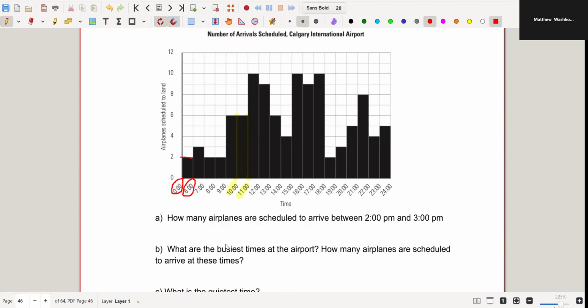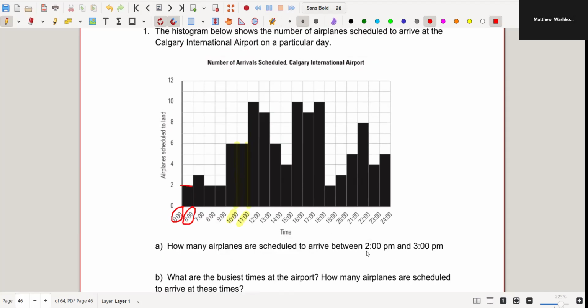So, how do we read this? So how many airplanes are scheduled to arrive between 2 p.m. and 3 p.m.? Well, I would go to my 2 p.m., which, those of you who don't know, that's 14 military time, and 3 p.m. is 15 military time. Well, I'm looking at, here's 14, here's 15. I'm looking at how many flights arrived in here. I can see it is 4 of them.